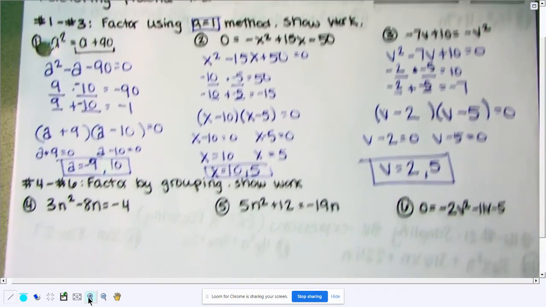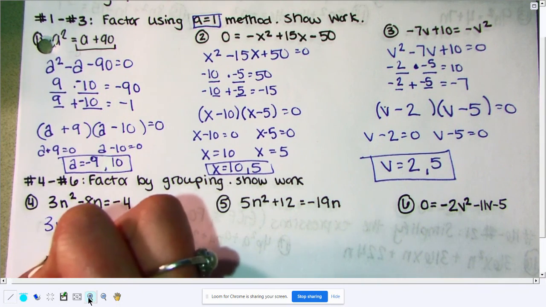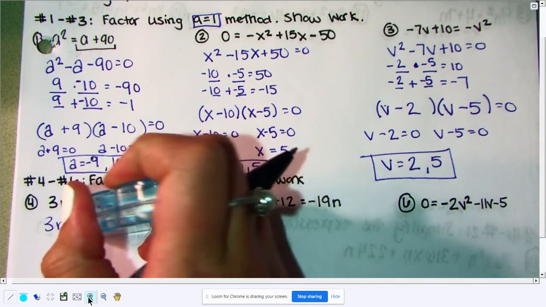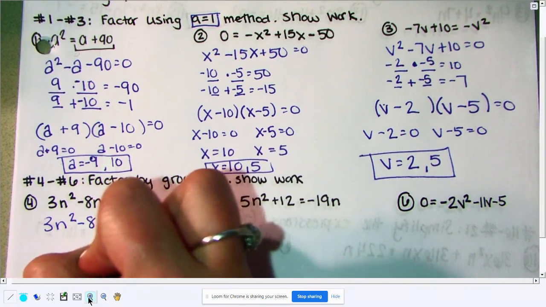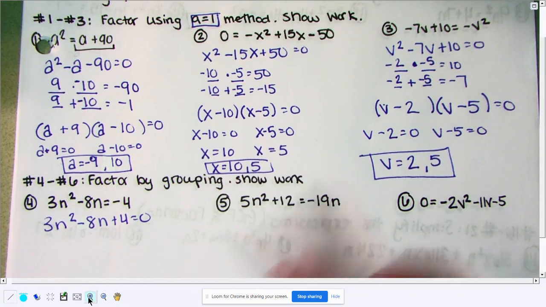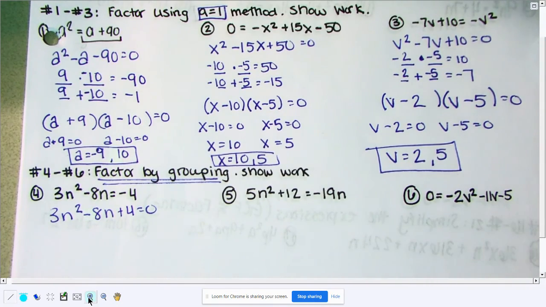Now, when we get down to the factor by grouping section, notice how I have to move the 4, so I get 3n squared plus, nope, that's wrong. Let me move that. We want to make sure that the negative 8n is in the middle, plus 4 equals 0. Notice how the a value is not 1. That means you have to do factor by grouping. So I want to make sure that you know the difference and know when to use what.